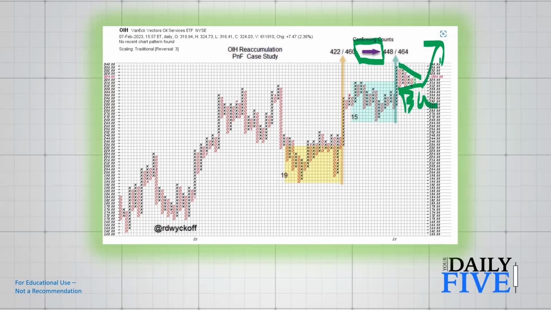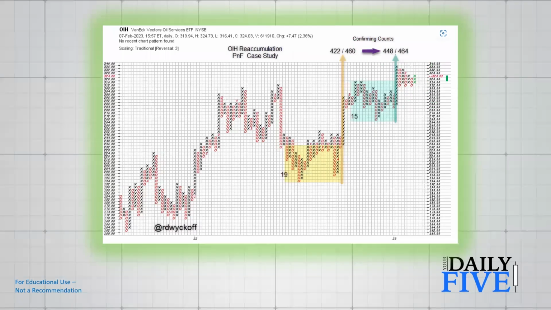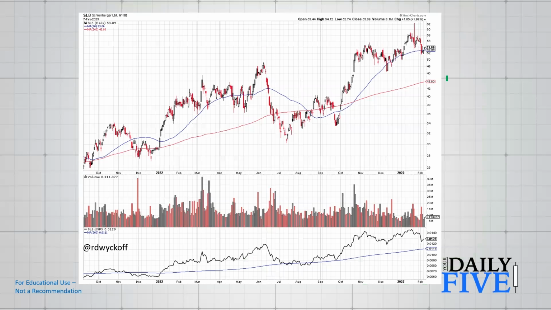What's very important to Wyckoffians is to be good risk managers. So we have places where we set stops below these structures to protect capital. Okay, so now let's go into some stocks that we have that we can look at here today.